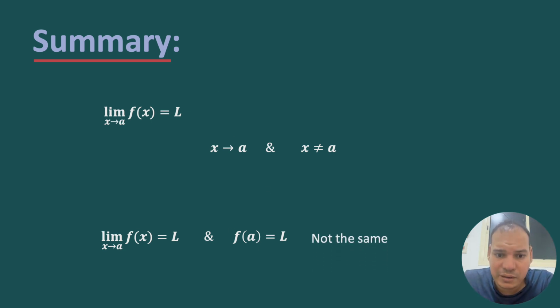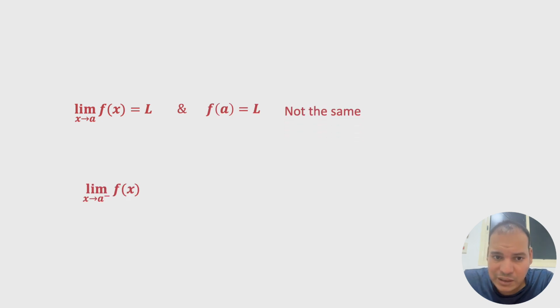Now we are going to learn the limit of the function f of x is equal to L, and it is different than the value of the function. We say that the limit of the function is equal to L if the function f of x has a limit from the approaching principle from both sides, right and left.